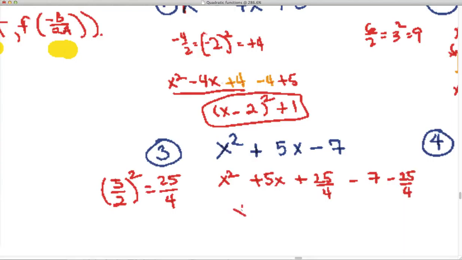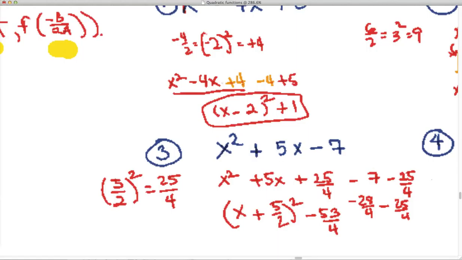So this can be rewritten. There's no math involved, just whatever you took half of there will always be what it goes into here. And then here we would need to do a common denominator, so that would be a minus 28 over 4. And if you add those, that'd be, I guess, 53, it looks like.